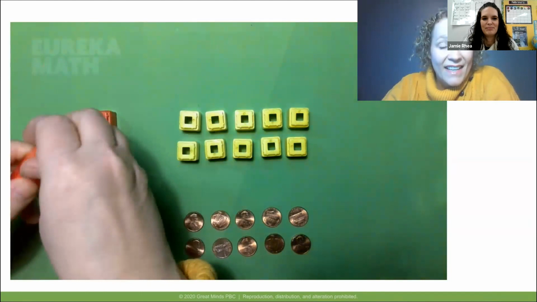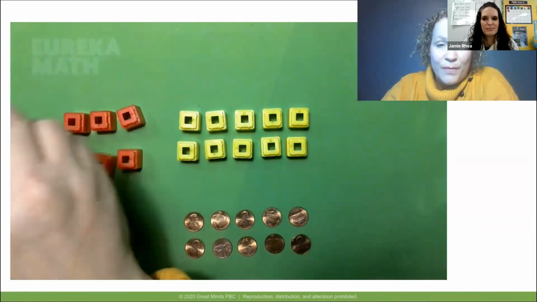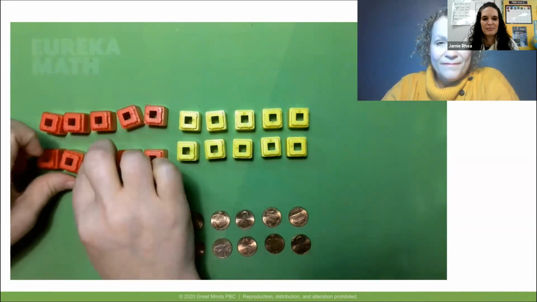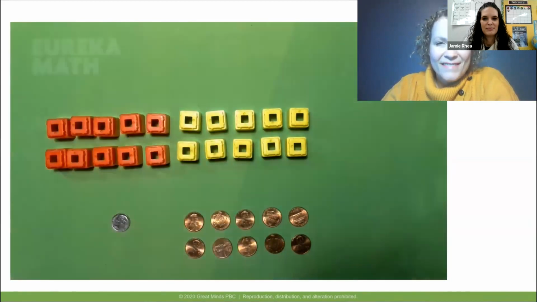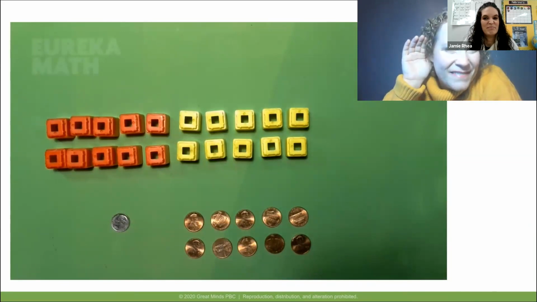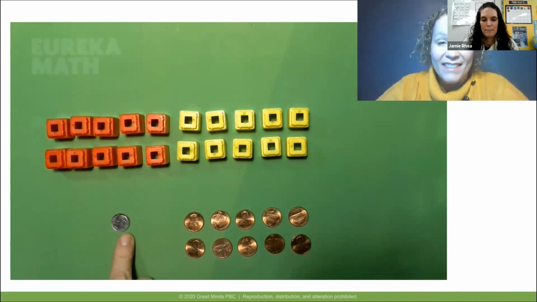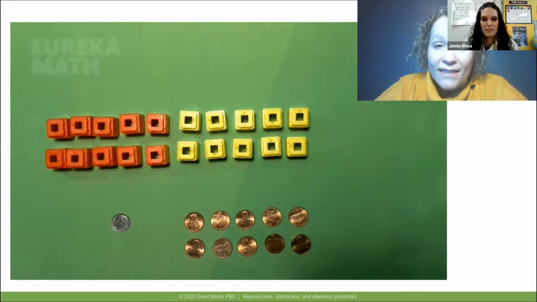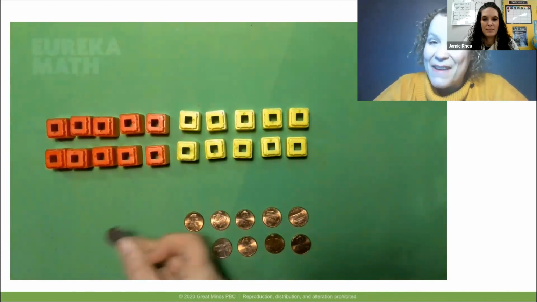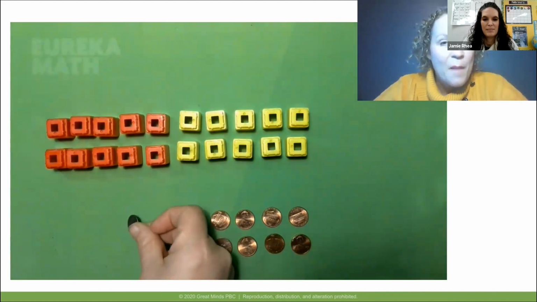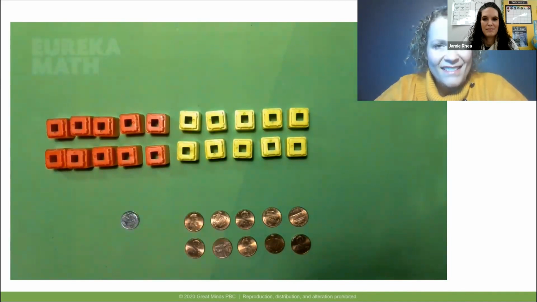I can take a 10 stick and break it into 10 individual cubes. Can I do the same thing with a dime? No. No, a dime is just 1 coin. That's another difference. A 10 stick is made up of 10 ones. We know that because, well, we can see them. The dime has the same value as 10 pennies, but there aren't any pennies hiding inside it. But it still has the same value.